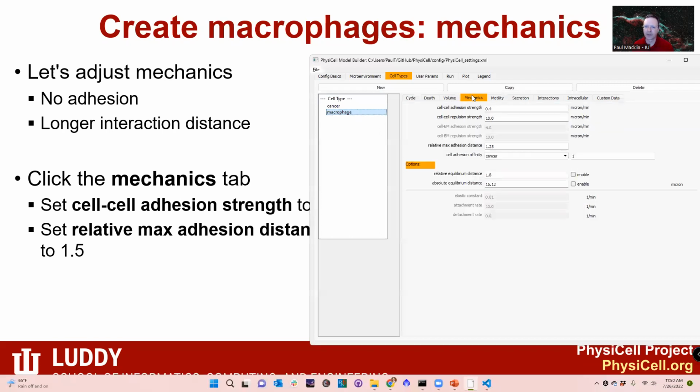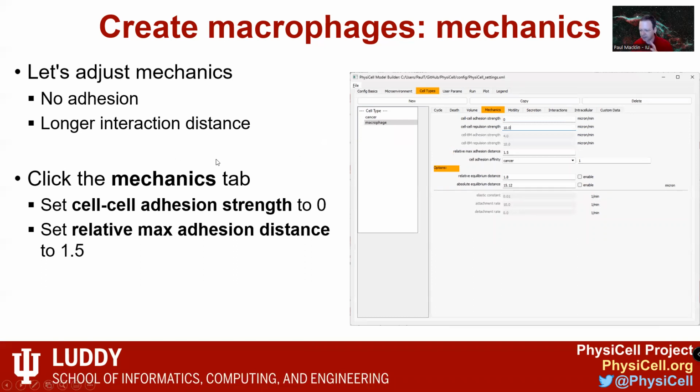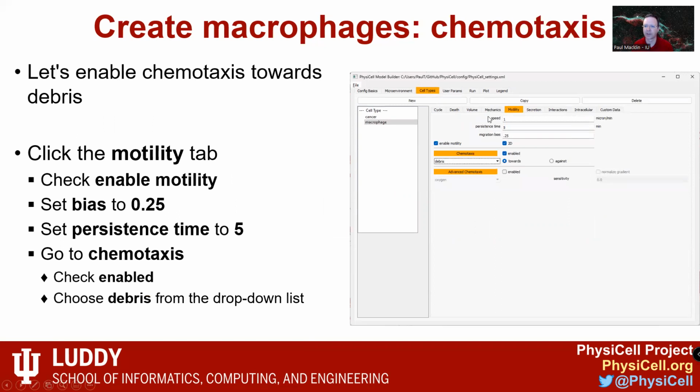For macrophages, I don't think it makes sense for them to do cell adhesion. They are very motile. So we're going to set the cell adhesion strength to 0, and I'm also going to make them have a little bit larger sensing distance. So I'm going to set the relative maximum adhesion distance to 1.5. So they can stretch about 1.5 times the radius to interact with another cell type or to do their motility. So I'm going to give them that larger sensing distance and hit save. Okay, so now I have macrophages that are neither born nor die. They'll just be an initial fixed population, and they are not adherent to other cells, and they have a slightly larger deformation distance or sensing distance.